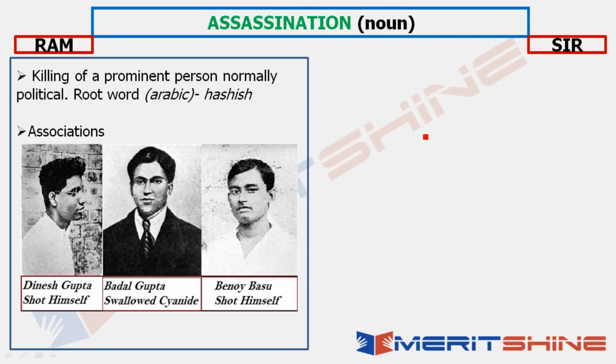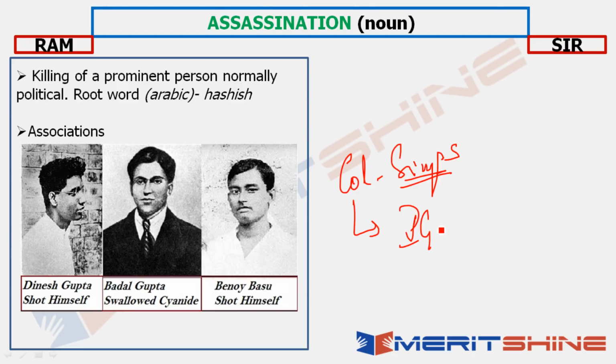Benoy, along with Badal Gupta and Dinesh Gupta, executed the assassination of Colonel Simpson. Now, who was Colonel Simpson? Colonel Simpson was at that point of time the IG police for prisons. He used to torture freedom fighters a lot, right? And therefore this was a revenge against his torture of their fellow fraternity.